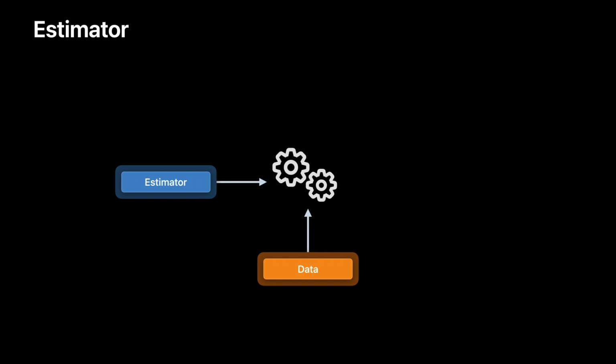An estimator, on the other hand, needs to learn from data. It takes input examples, does some processing, and produces a transformer. We call this process fitting.